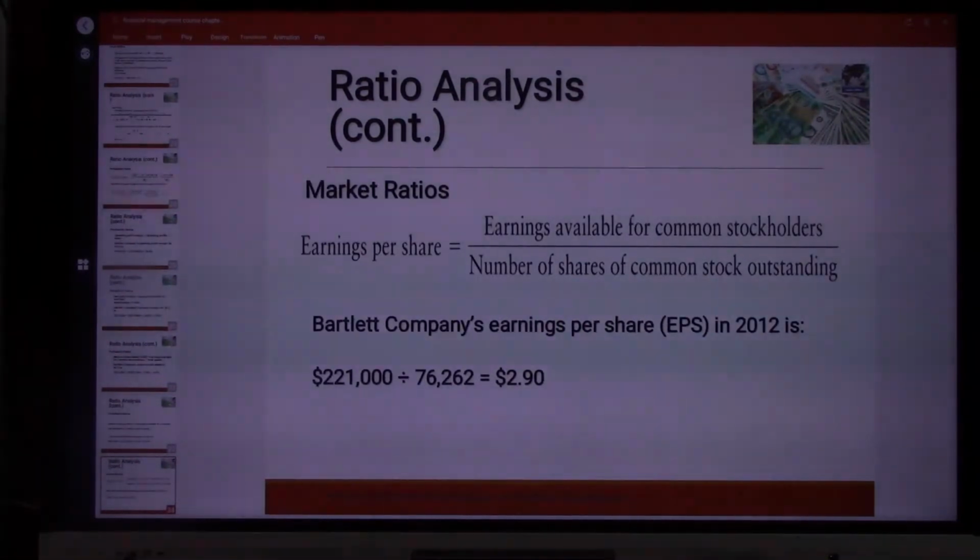The fifth dimension is concerned with assessing the marketability of your firm, and in this case we are going to assess the market ratios. One of the famous market ratios is earnings per share. Earnings per share is equal to earnings available for common stockholders divided by the number of shares of common stock outstanding. As you see in our data, earnings per share is equal to 2.9.